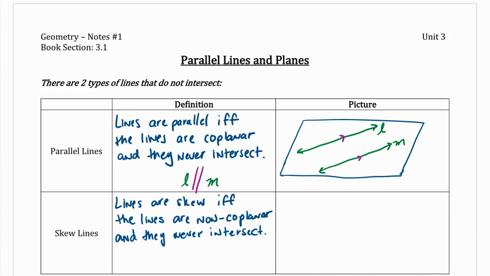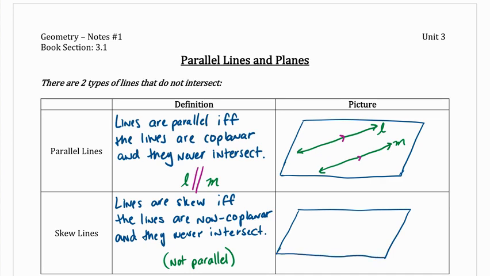Okay? But don't be mistaken: if lines are skew, they are not parallel. They're very different things. They can't be parallel and skew. They have to be one or the other. Okay, so if I wanted to draw a picture of this, I'll draw myself a plane just like before. And I can put one line in here, maybe going like this. So that line is in that plane. So if I want to make a line that is skew to that one, I need another line that is not in that plane and also doesn't intersect that line.